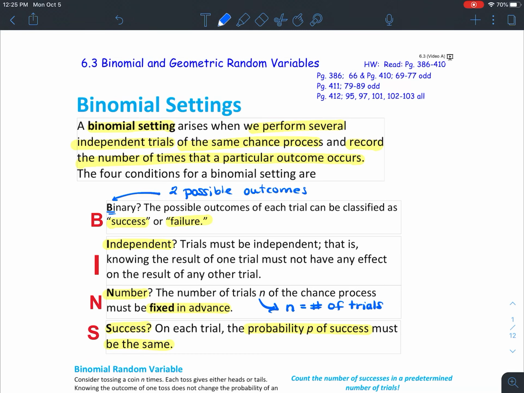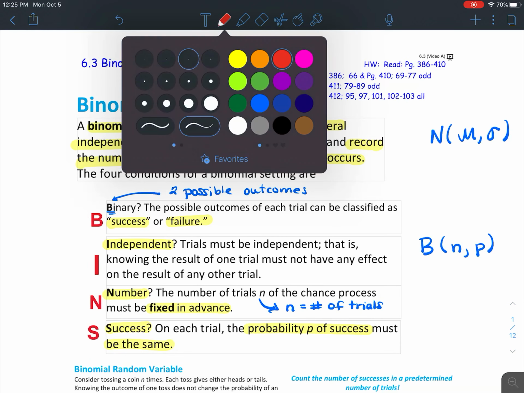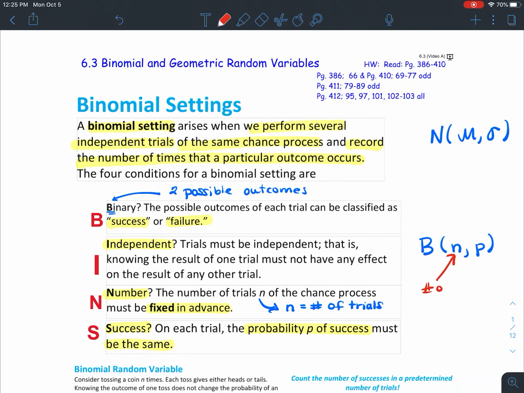Once you've determined that the setting is actually a binomial setting, there's an abbreviated way that you can summarize the information, very similar to when we had normal distributions, and we could abbreviate that by stating the center and the spread. If it is a binomial setting, you can put a capital B followed by n, comma, p. The n would be the number of fixed trials, and then the p is what we use to represent what that probability of a success is. Remember, that has to be the same from one trial to the next.